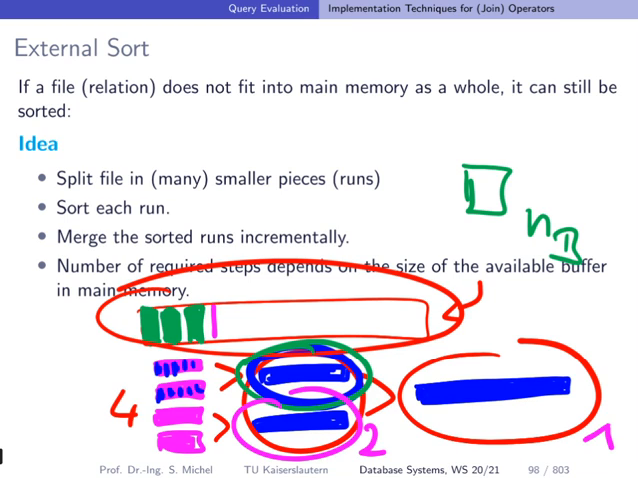In this case, this is a 2-way merge. In general, this depends on the number of available blocks in the buffer. It could be a 2-way merge, or an 8-way merge, or a 16-way merge, or a 25-way merge. So this depends on the parameter that describes how much space we have in memory.